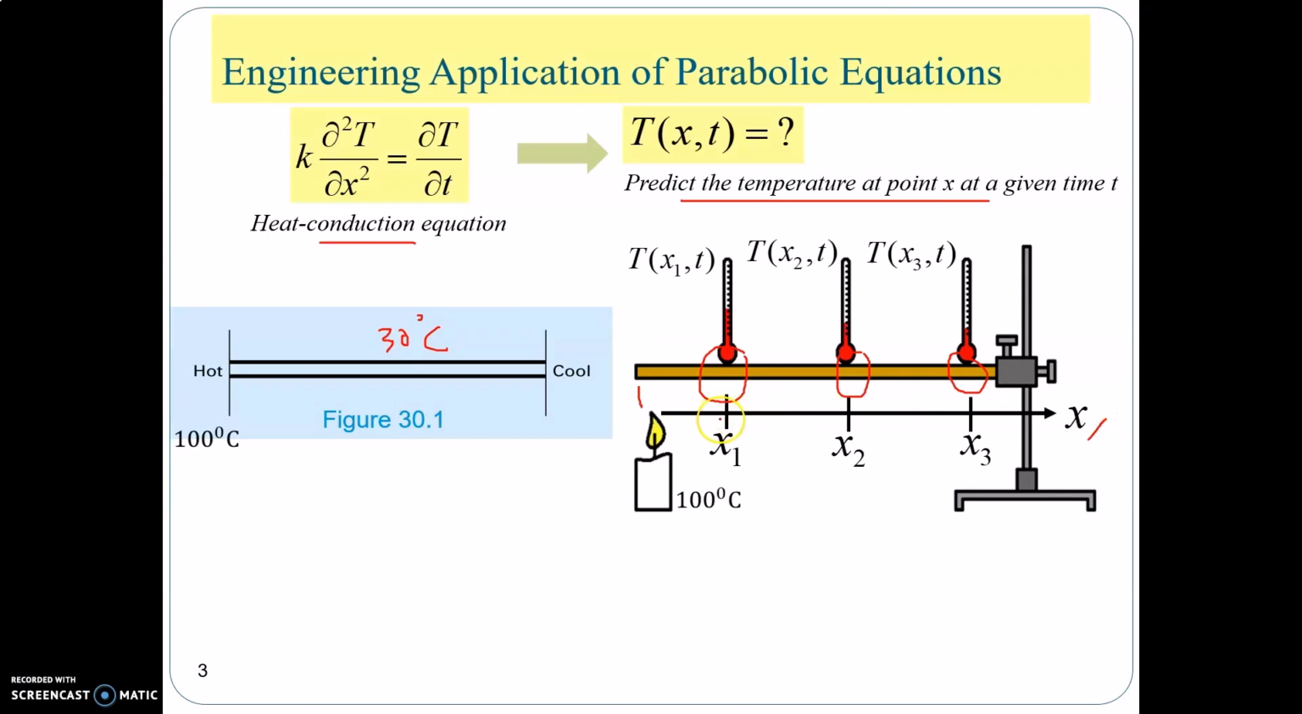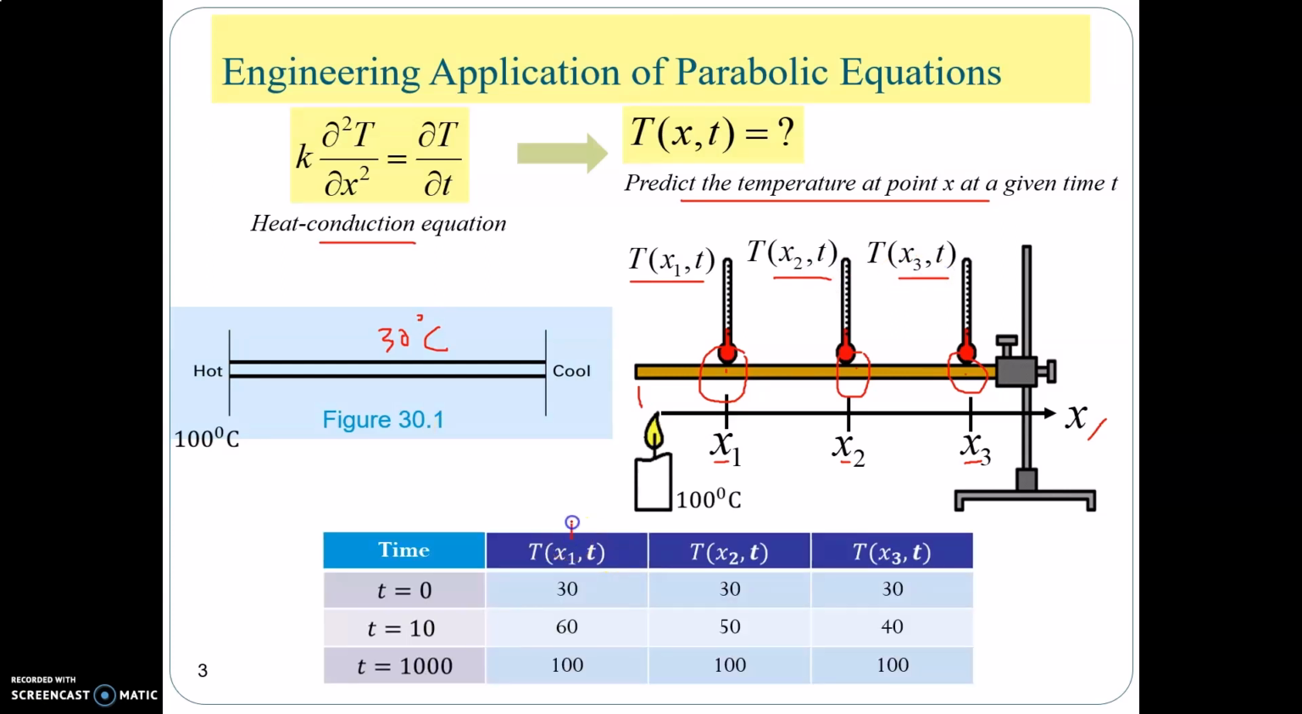Let the X be your horizontal axis, and then you have the X1, X2, X3 represent the position at 1, 2, 3 here. Then you have the temperature for the point 1, temperature point 2, and point 3. If you measure the temperature at point 1, point 2, and point 3 with respect to the time, you will find that at time equal to 0, you obtain the temperature to be 30. As time passes, you can see that this point is burned by this source. Therefore, the temperature here will always be 100 degrees Celsius.